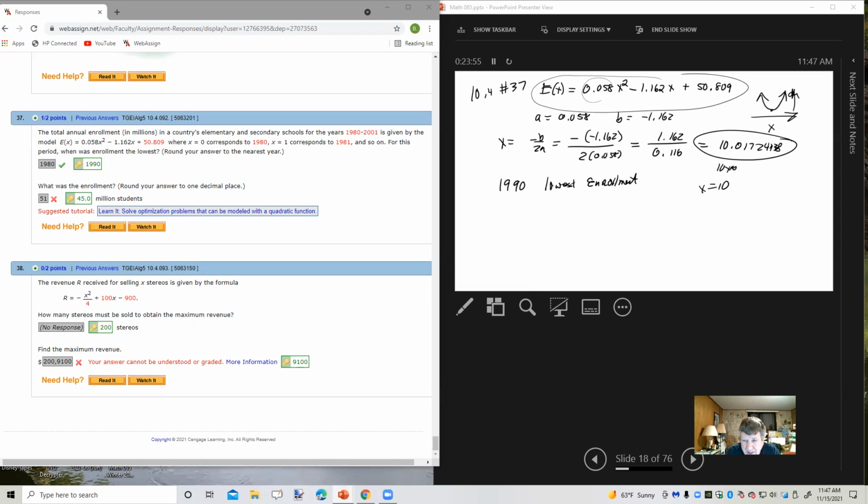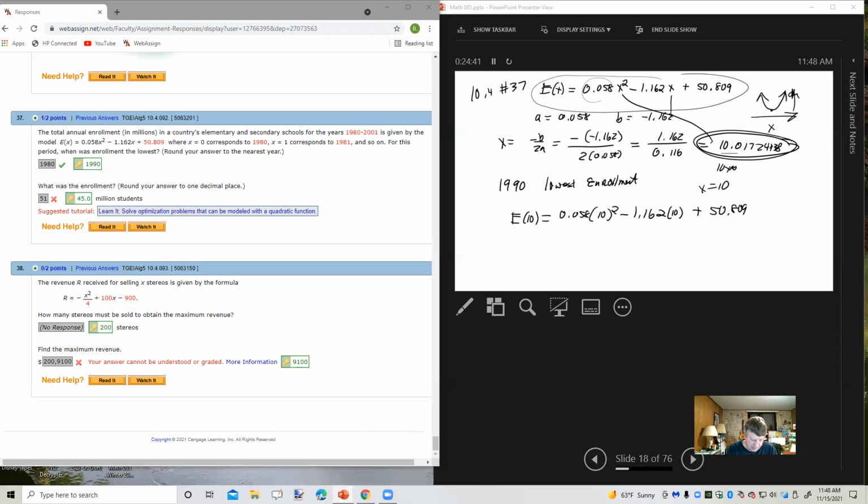Now, what was this enrollment? It says round your answer to 1 decimal place. So do I want to take this whole nasty number and plug it in here and here? I don't think so. Our answer is going to be to 1 decimal place, so if we started with our numbers to 1 decimal place, 10.0, I'm just going to put in 10. So E of 10 is going to be 0.058 times 10 squared minus 1.162 times 10 plus 50.809. And let's go to the calculator. 0.058. Oops, clear.